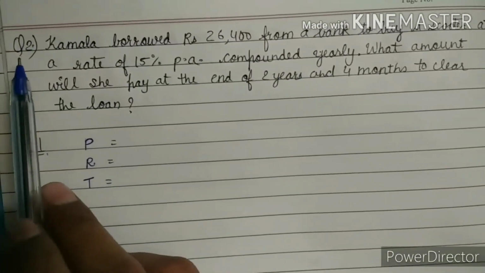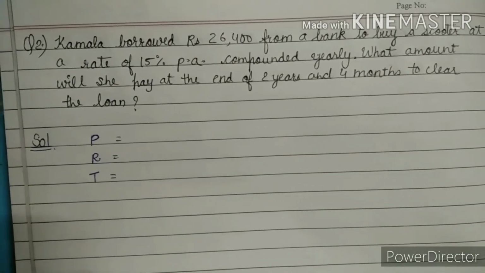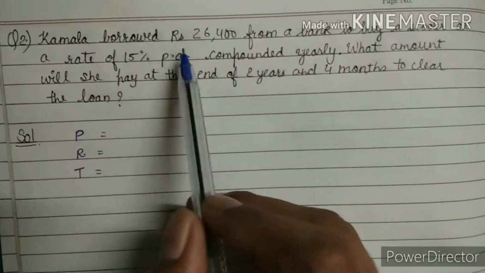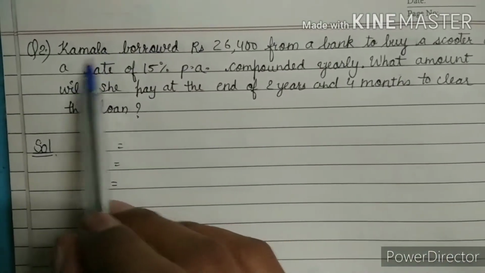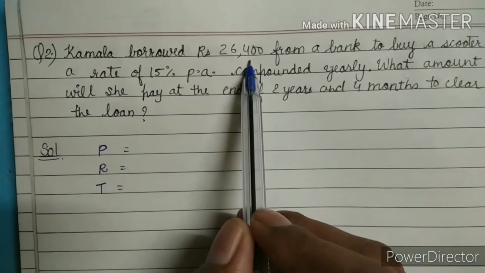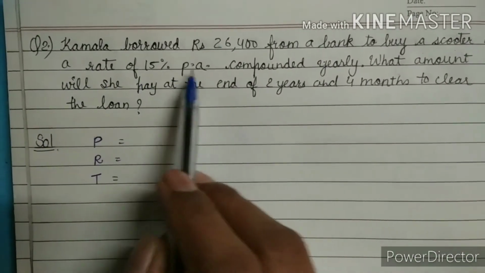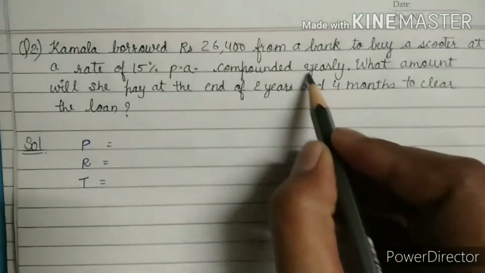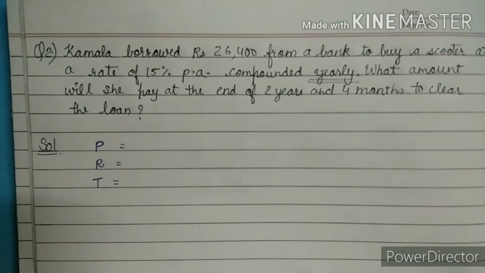In this video we will see question number 2 to question number 6 of exercise 8.3 of class 8th. Question number 2 is: Kamla borrows rupees 26,400 from a bank. Kamla, a girl, has taken a loan of rupees 26,400 to buy a scooter at a rate of 15% per annum compounded yearly. Compounded yearly means the rate of interest is compounded annually. So the same thing is going in the solution. Nothing will change.